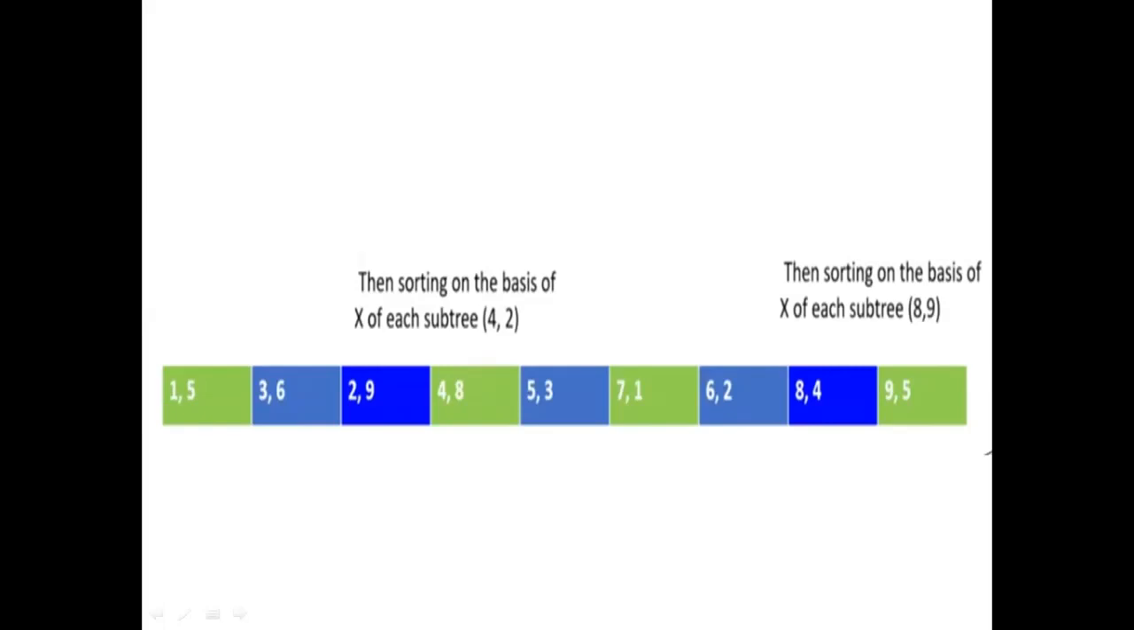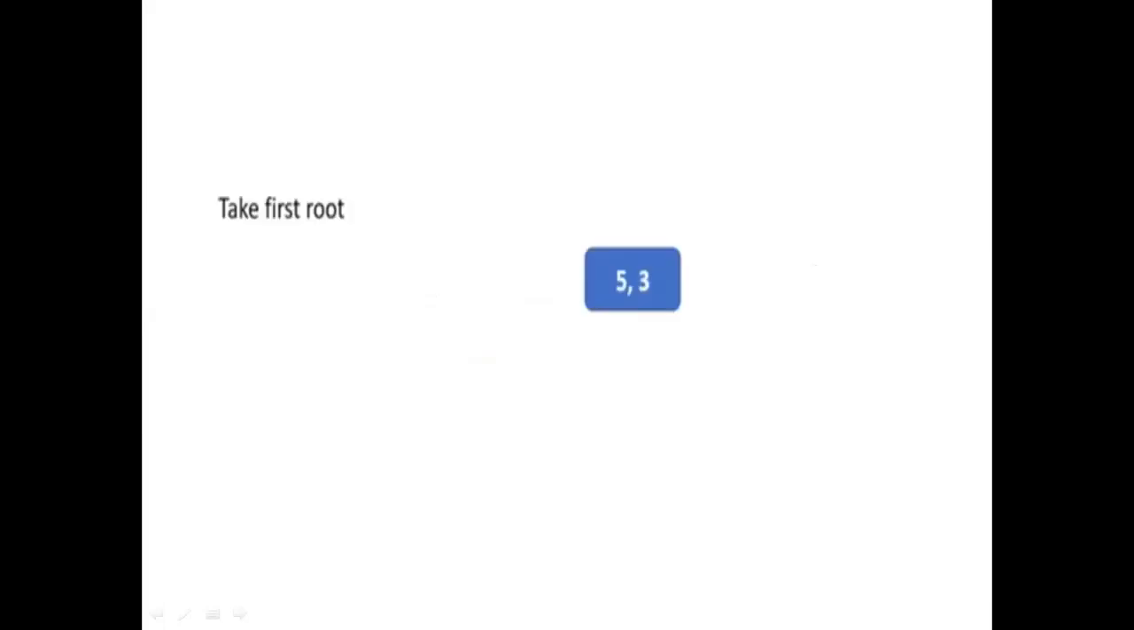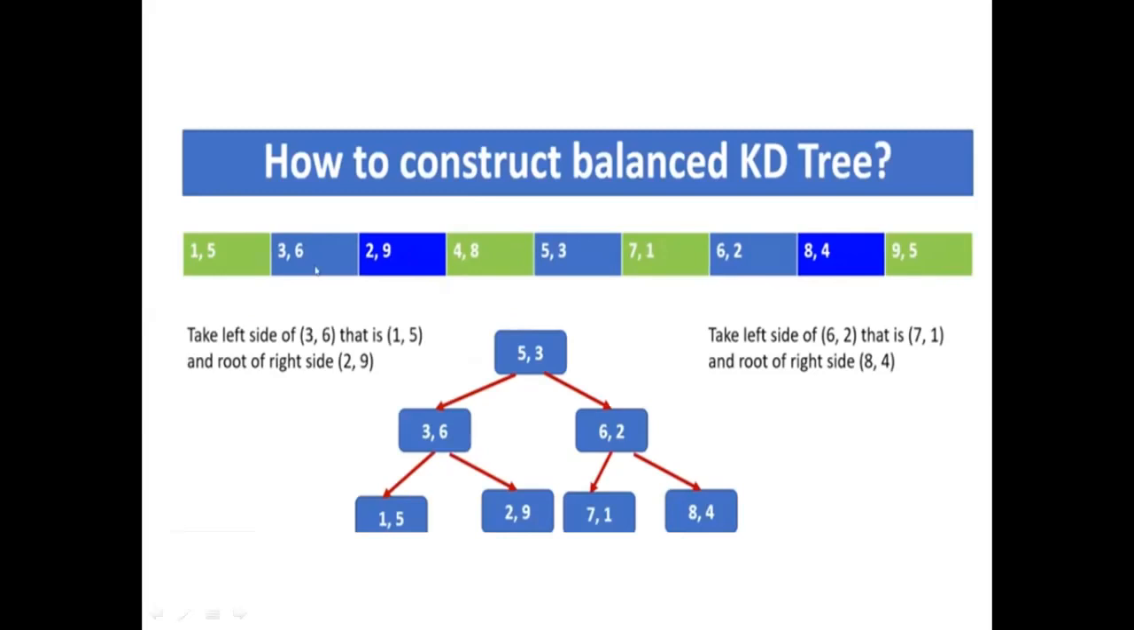And now we have to identify the median. The median will be (2, 9) and here the median will be (8, 4). So (2, 9) will become the right child of (3, 6), and (8, 4) becomes the right child of (6, 2). As you can see in the figure, (2, 9) and (8, 4).